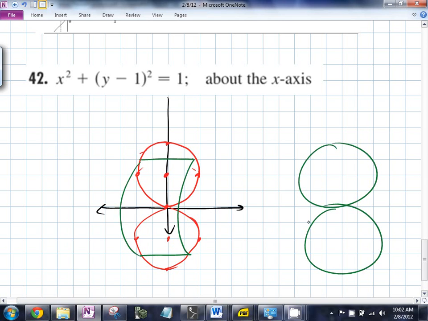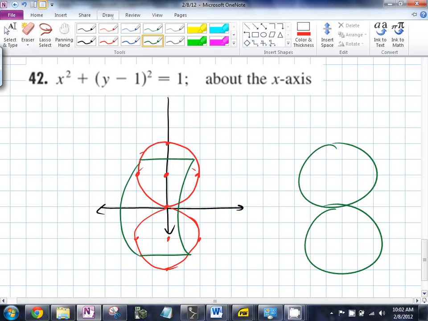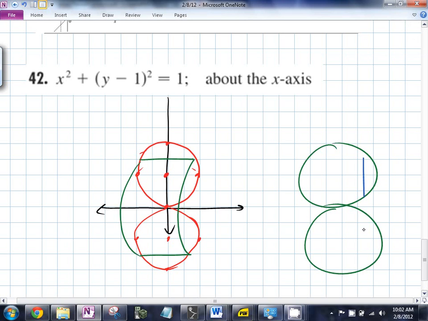What's it going to look like if I did a washer? There's the washer, half of it anyway. Which one looks like it's going to be easier to deal with? Shells is definitely easier to deal with here. Not by much, but I prefer it in this case. Okay, so let's do it with shells.